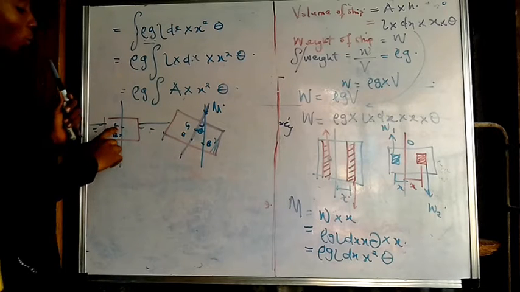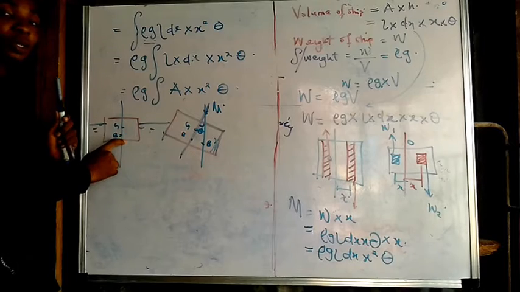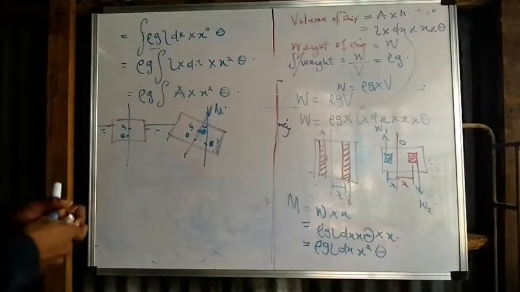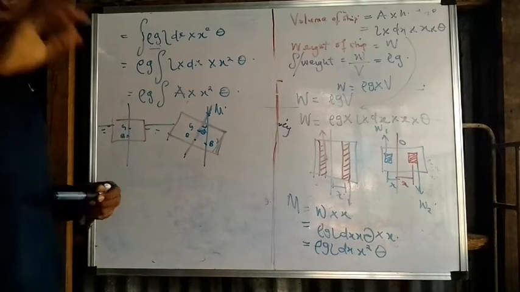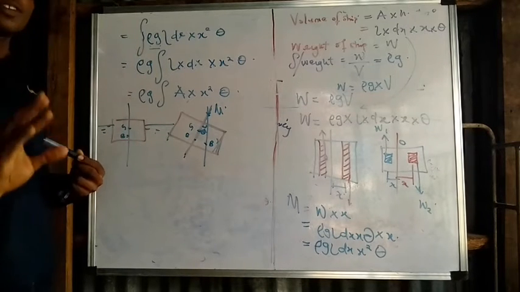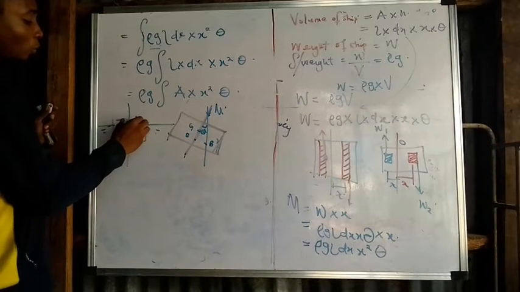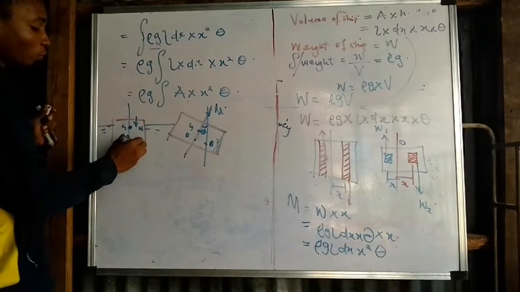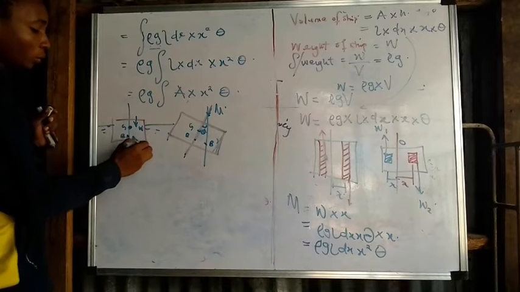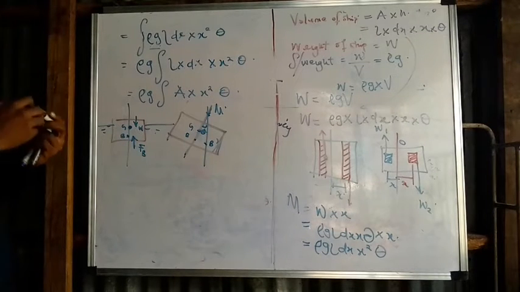Remember I said when a body is immersed in a fluid, we have the center of gravity and the center of buoyancy. On the center of buoyancy, the buoyant force will be acting, while on the center of gravity, the weight of the body will be acting. So the two forces are equal but opposite in direction.